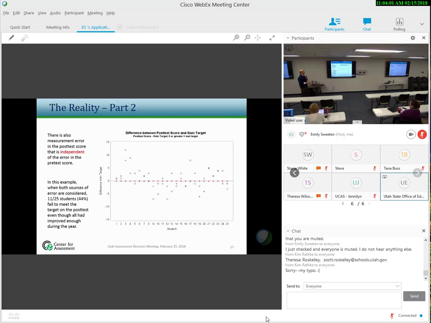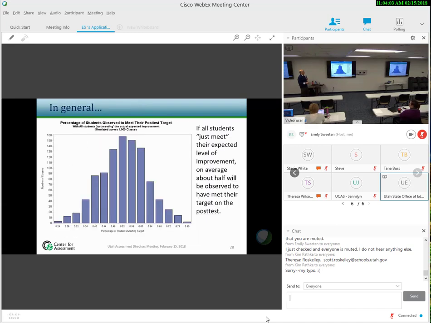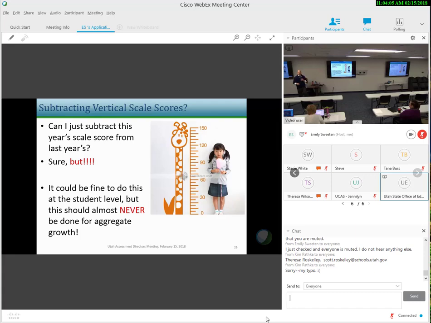I'm going to skip through this, has made this point. So what about subtracting vertical scale scores? We have a vertical scale. That was a big push. So can I just subtract this year's scale score from last year's scale score? Yes, because you know math, so you can. And I would say at this kid level, it might be okay to do that. But you have to think about this. This is why we've actually moved to student growth percentiles.